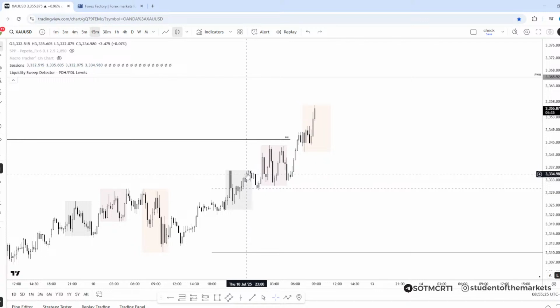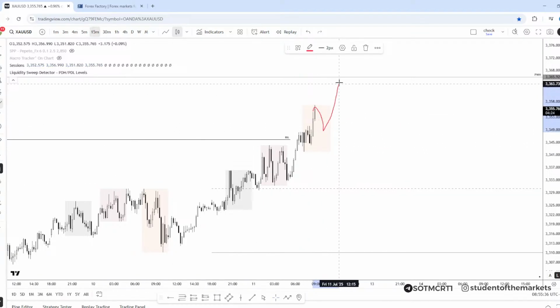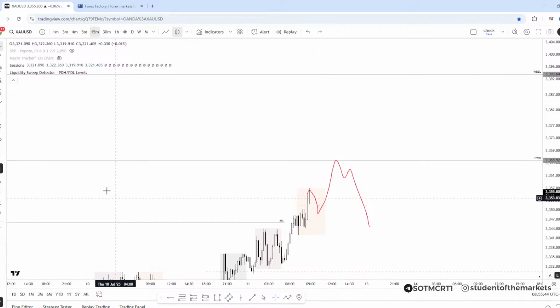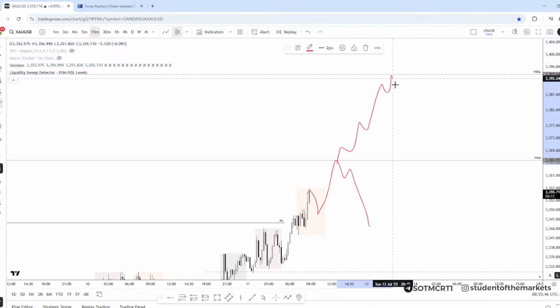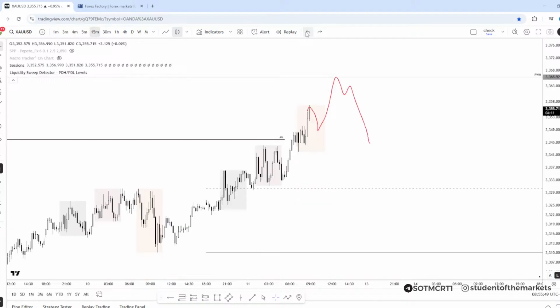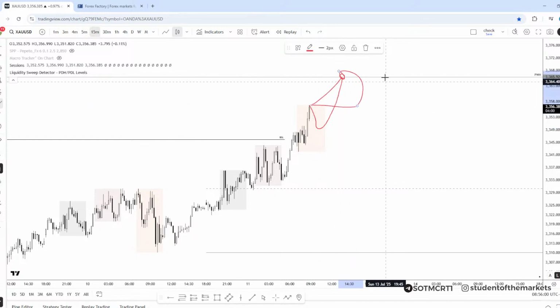So we did sweep the Asian high, we did sweep the London high, so now New York is pushing higher. I want to see if price can pull back from here, then push to the upside, and either price will push down from here, or price will continue pushing to the upside and then look for sells from here. Or if price does come back here, maybe we can look for buys until this high here, and then potentially this previous week high.